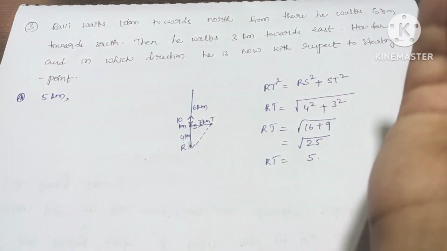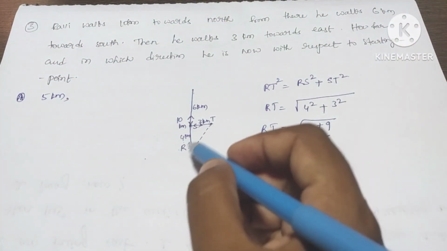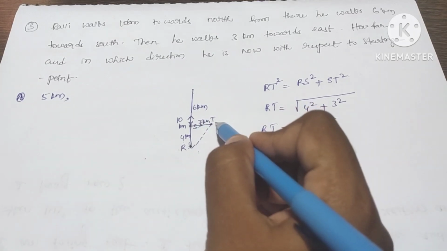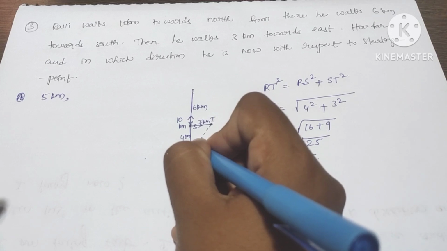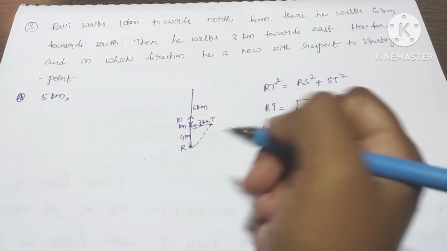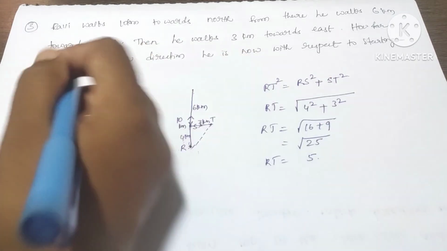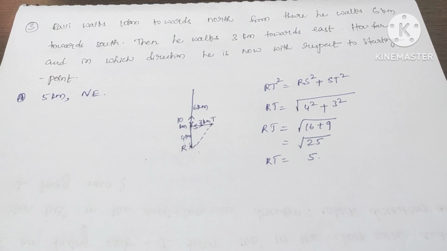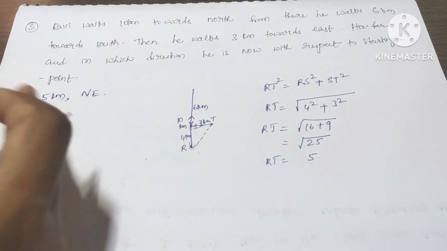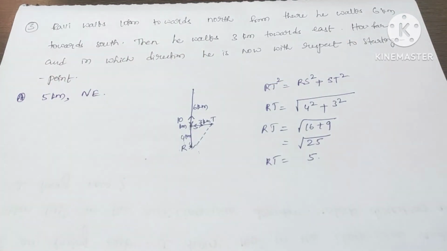And in which direction is he now? Final point is this. From here to here we have to calculate. This one is north and this one is east. So, in which direction is he now? Northeast. From the starting point we have to calculate. So now he is in the northeast direction, at a distance of 5 kilometers. This is the answer for this question.